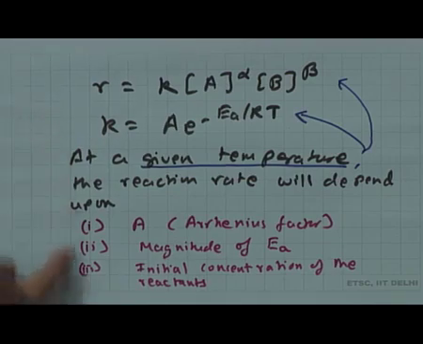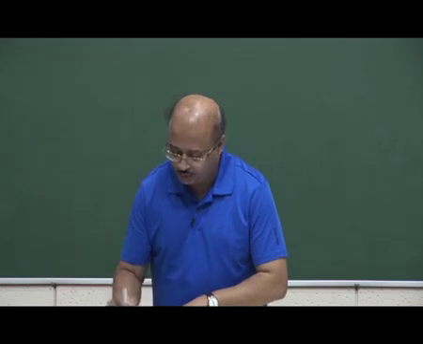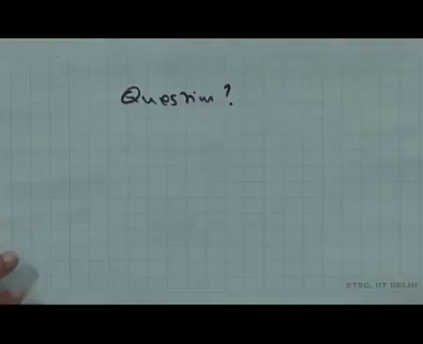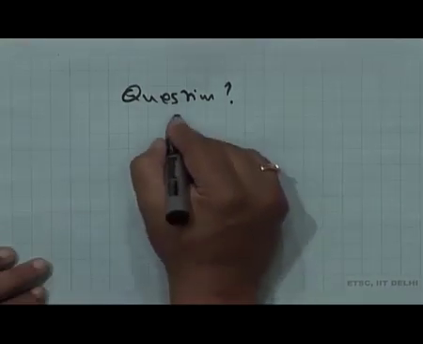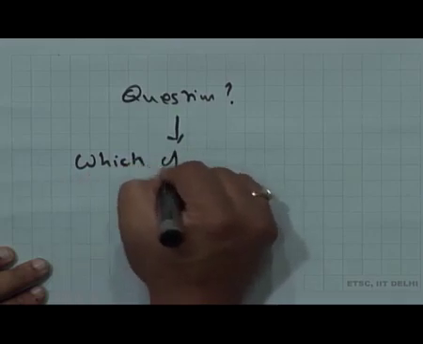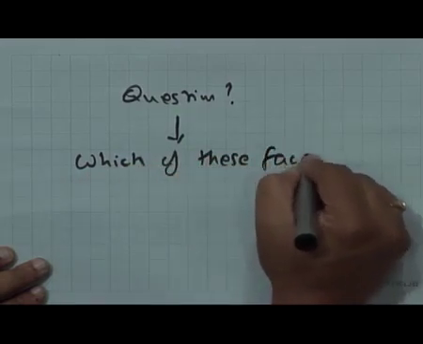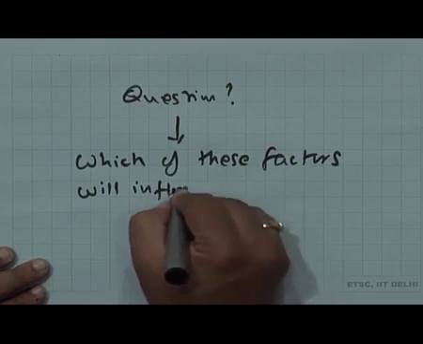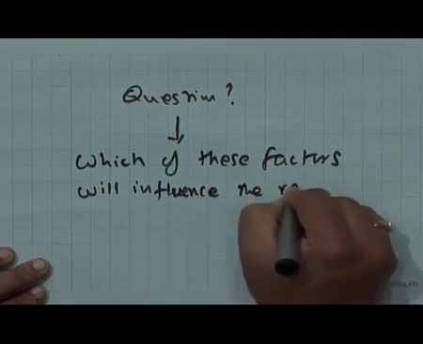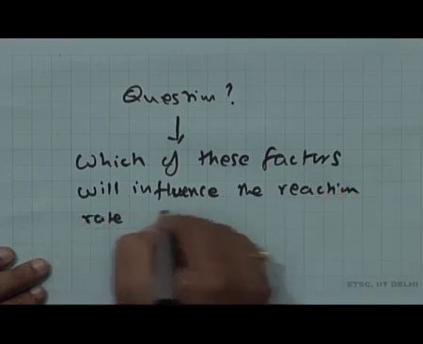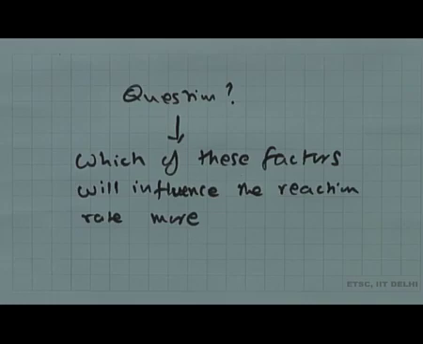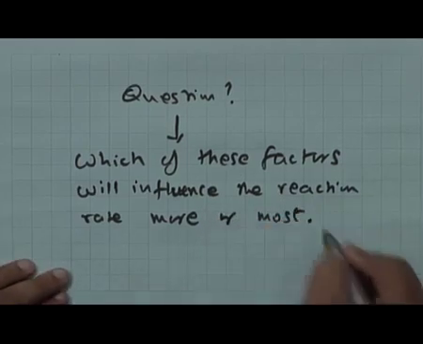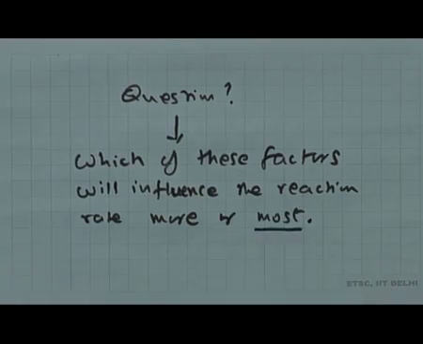Then the question that comes to your mind is, which one is more dominant? That is the logical thing, because if it depends upon all these 3, then which one would be more dominant? So the question you pose is, which of these factors will influence or affect the reaction rate more, or which one will be the most influential one. Let us look at a small table to find out the answer for this.